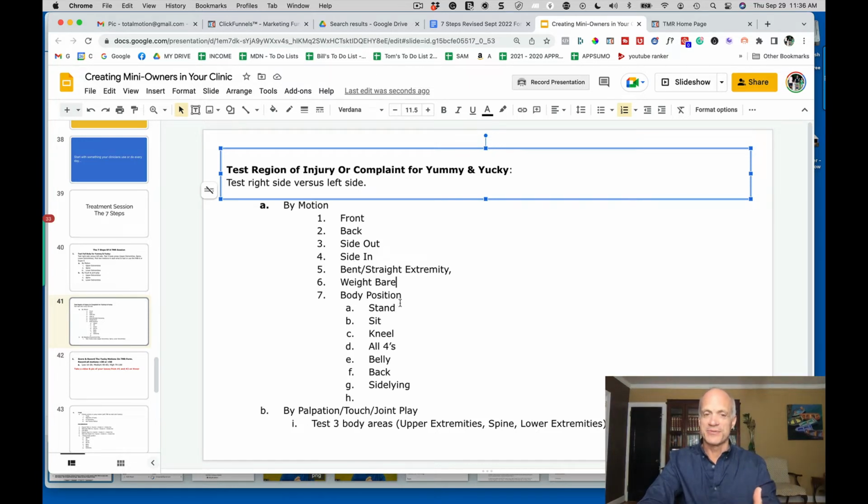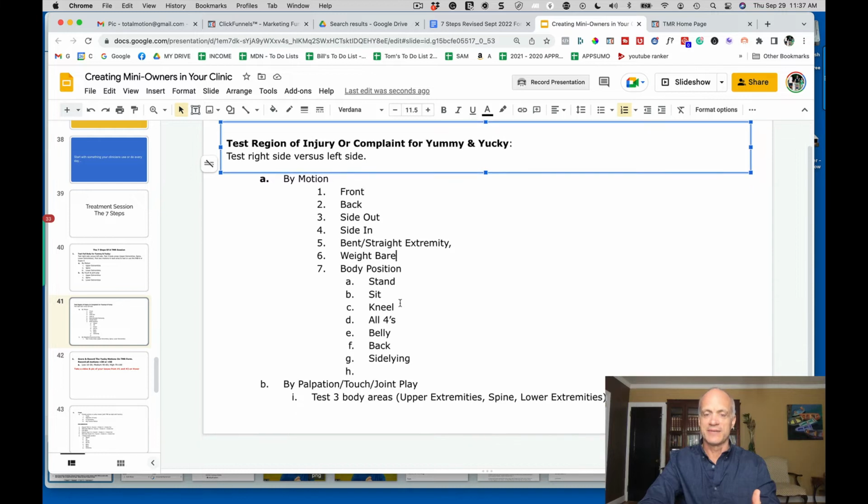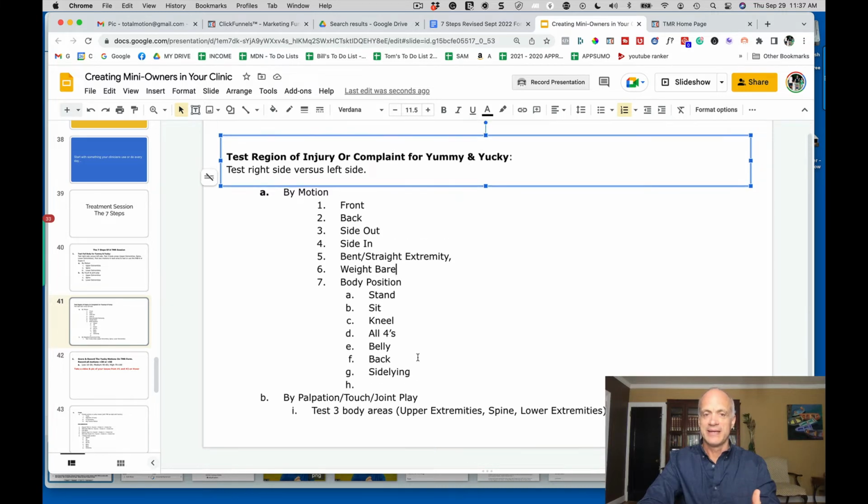What body position are we testing in? Standing, sitting, kneeling, on all fours, belly, back, sideline. All right. And then these exact same things we can do with touch and manual therapy too. When we're testing motion, are we going anterior to posterior, posterior to anterior?